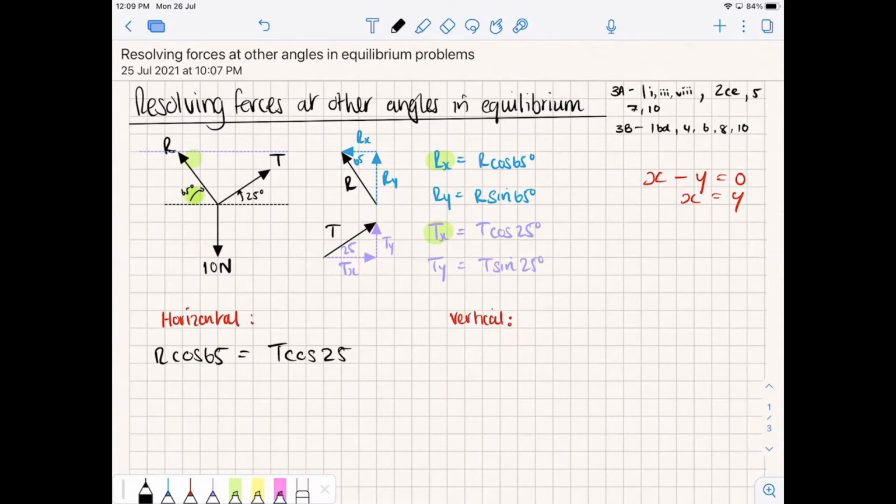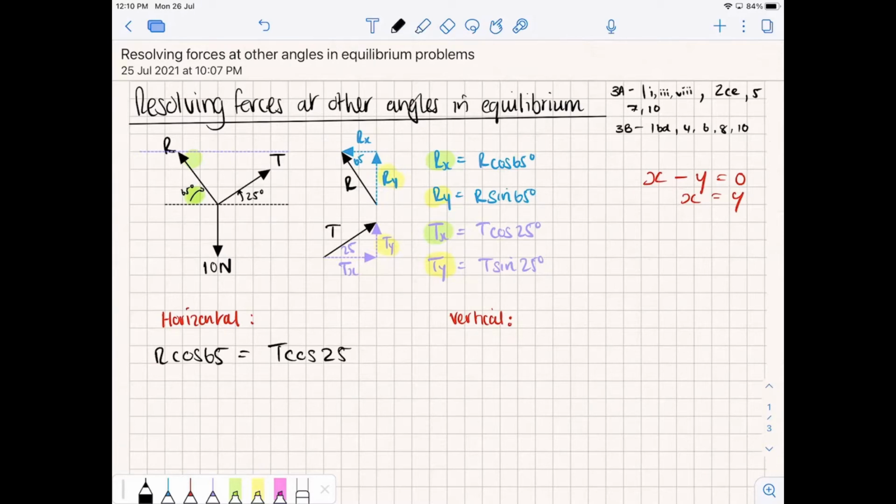And again, the vertical components, the ones in opposite directions, must be equal to each other, right? So the 2 forces pulling up in this direction are the ones that come from the components of R and T. So that's going to be these 2 guys here. You can see they are acting up, right? If you have a look at them in my diagram.